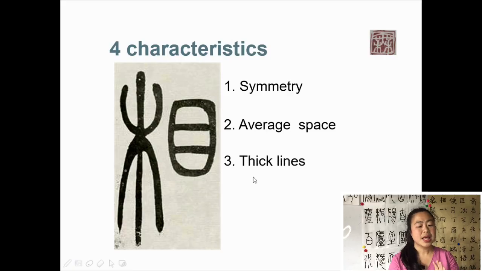Number three, thick lines. Thick lines are what we compare to thin lines. For thick lines, we will use about 1/5 to 1/4 of the roughly 5 centimeter long brush. Number four, drifting long lines.